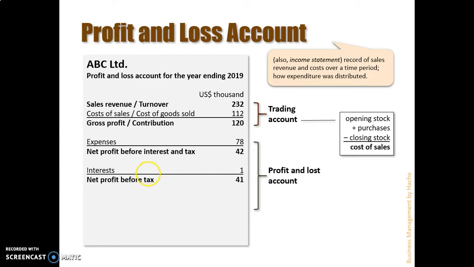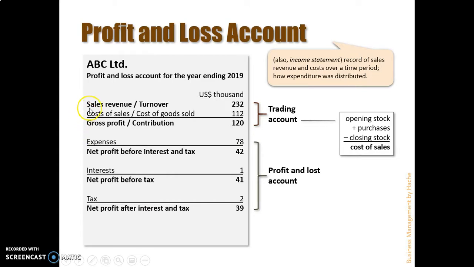Well, you guessed it, it is taxes. So we subtract the tax of the year from net profit before tax, and we finally get the net profit after interest and tax. This is properly called the net profit. Okay, so this is the three-step process you have to go through.